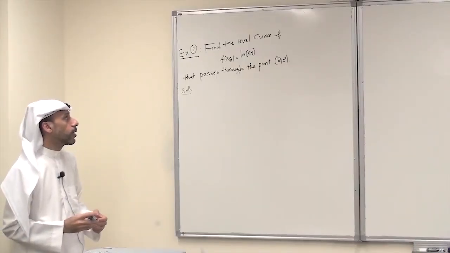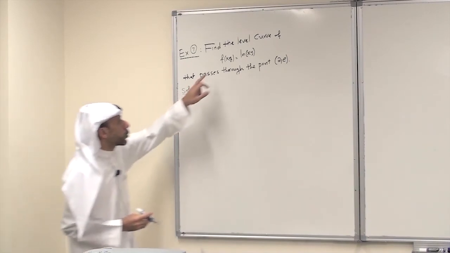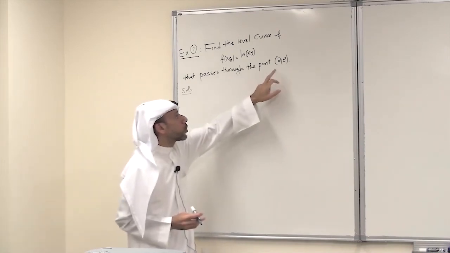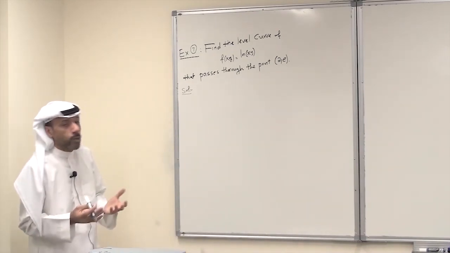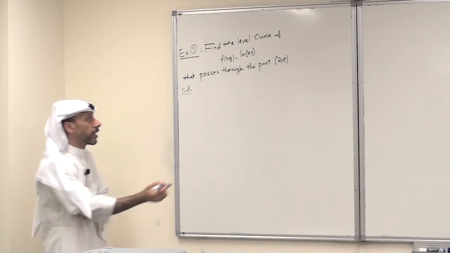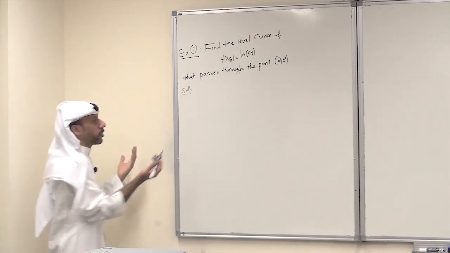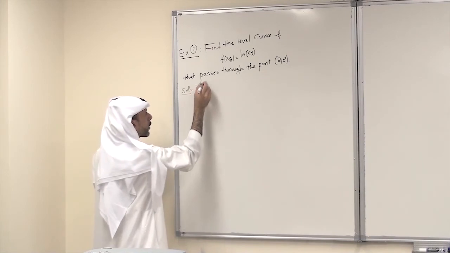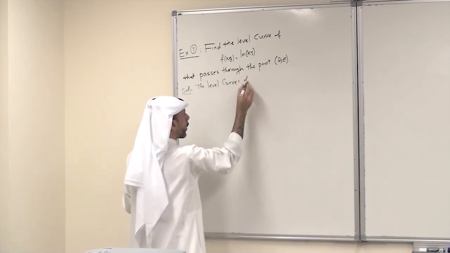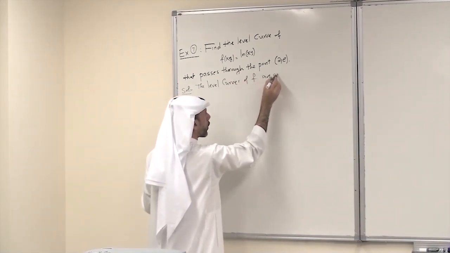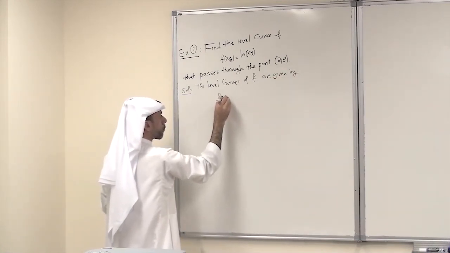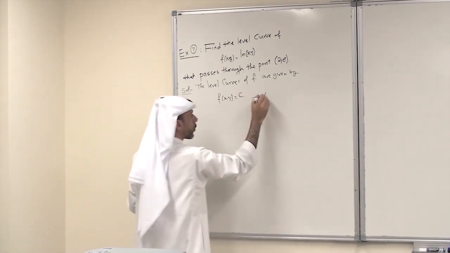Let's consider the following problem. Find the level curve of the function f of x, y equals ln of xy that passes through the point (2, e). It is a problem about level curves. So the first step, we find the equation of all possible level curves. And for that, we use the definition directly. The level curves of f are given by f of x, y equals c, where c is a constant.